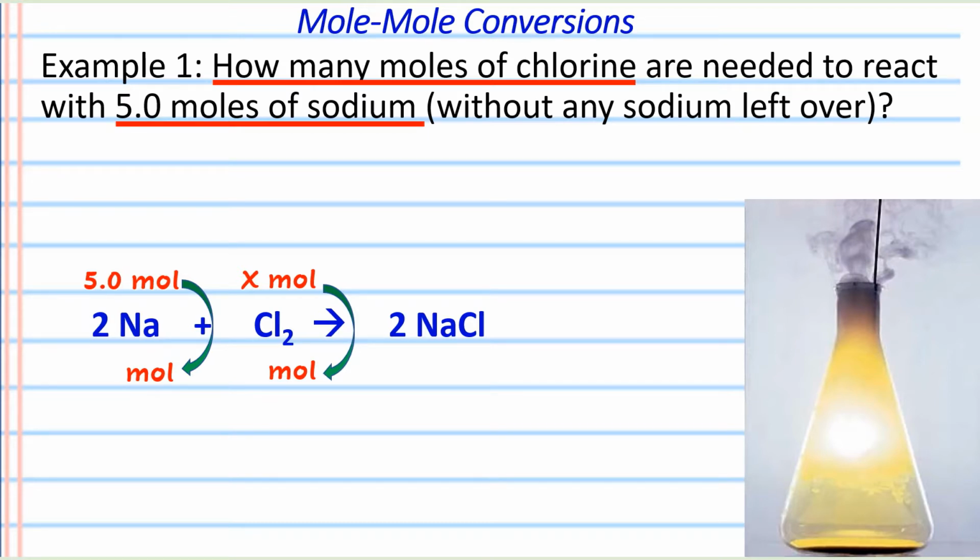Now, to figure out the number of moles from the balanced equation, we need to look at its coefficient. Remember, the coefficient is the number of moles. So we're going to take the number of moles from the balanced equation and write that under the sodium. Then we're going to look at the chlorine. Remember, the coefficient is the number of moles. In this case, there's no coefficient written, which means it's understood to be 1, and that would be equal to 1 mole.